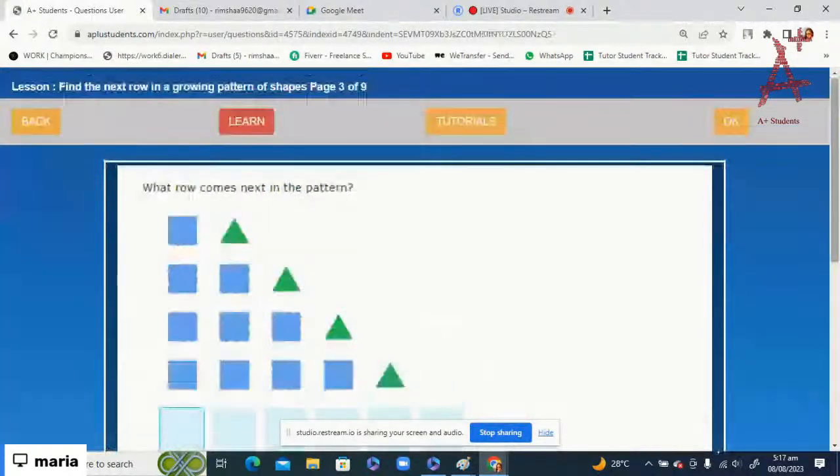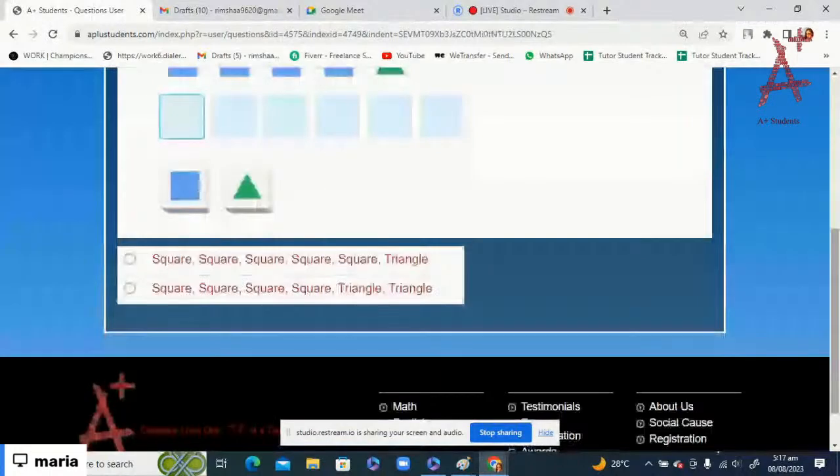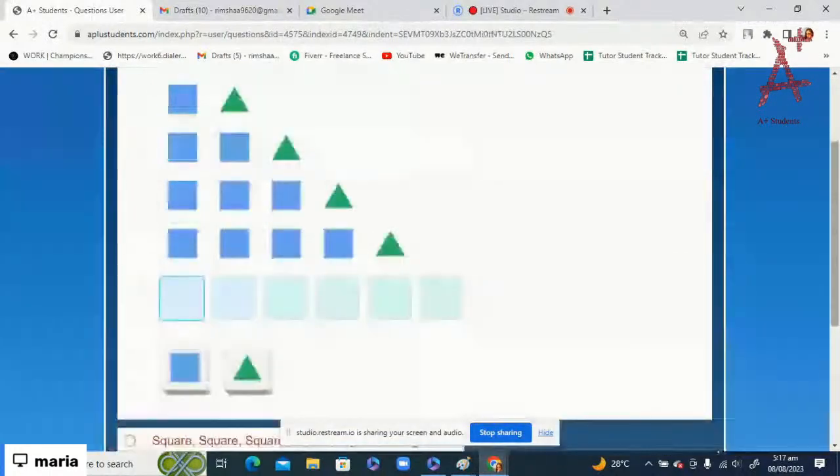All right. This is the question. What row comes next in the pattern? So after the remaining questions, you solve them. These are all the same questions we have already done. You check it. How many squares and how many triangles are there? If the number of squares increases, the number of triangles stays the same from the start.